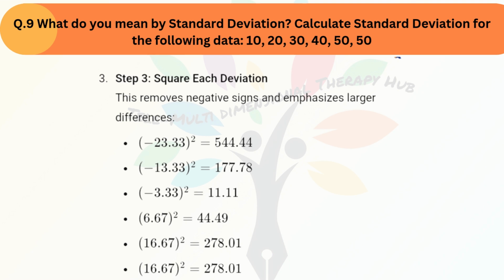So minus 23.33 squared is equal to 544.44, and 13.33 squared, next is 3.33 squared, and so on. So we have to calculate the square of all the deviations.